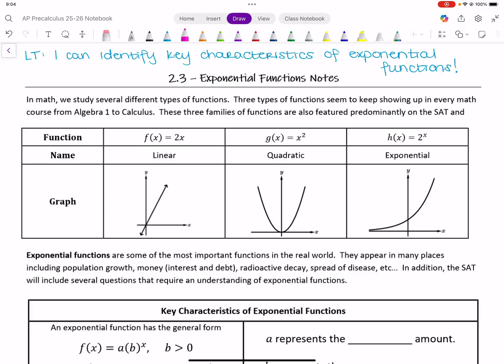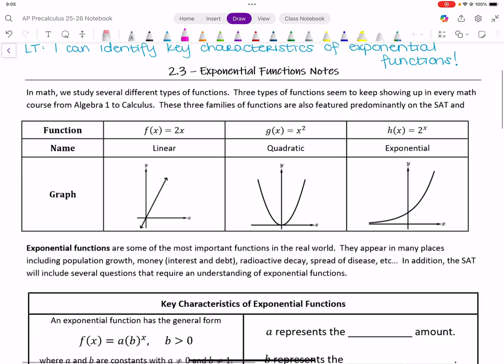An example of a linear function would be 2x, quadratic would be x squared, and exponential would be 2 raised to the x power. And exponential functions are some of the most important functions in the real world. They appear in many different places, including population growth, money when you're looking at interest and debt, radioactive decay, spread of disease, and many more examples. And additionally, the SAT will also include many questions that require an understanding of exponential functions.